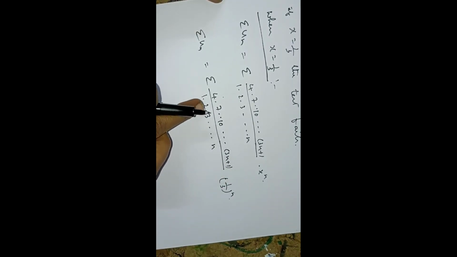Now I will apply Raabe's test from here. Now if you observe sigma un, it is not possible to choose sigma vn. Whenever the ratio test fails, you write down sigma un. By observing sigma un, if it is possible to choose sigma vn, you have to apply the comparison test. If it is not possible to choose sigma vn, then you have to apply Raabe's test. Now it is not possible to choose sigma vn, that's why I am applying Raabe's test.